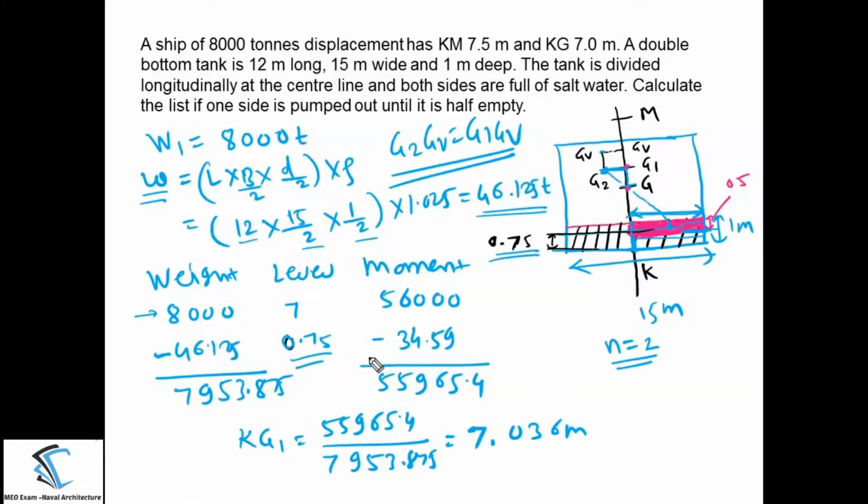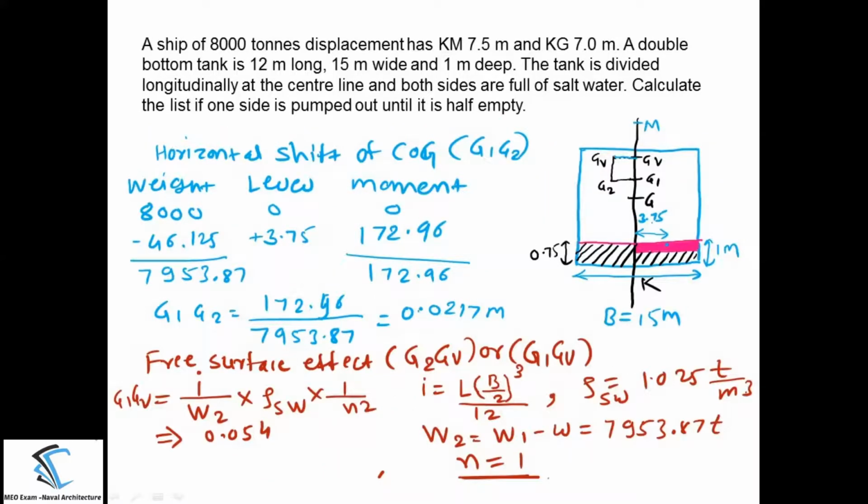That we are substituting here. Then do the multiplication, weight into lever, and you will get this much as the value. Do the summation of the moment, do the summation of the weight, and calculate the new center of gravity location from the keel. It is coming 7.036 meter from the keel. So the value which we got now is 7.036 meter.